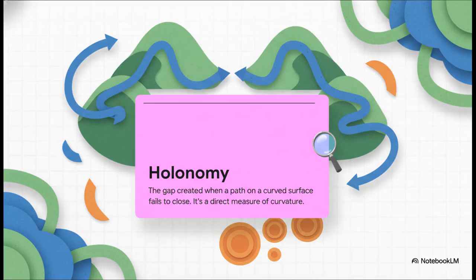And that gap, believe it or not, has a name. It's called holonomy. And it's not some kind of error, it's a piece of information. This is so important. The size of that gap is a precise measurement of how curved the surface is. If there's no gap, there's no curvature. A big gap means a whole lot of curvature.